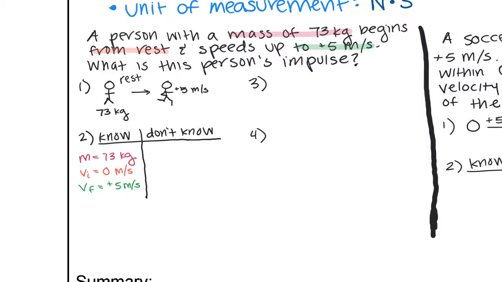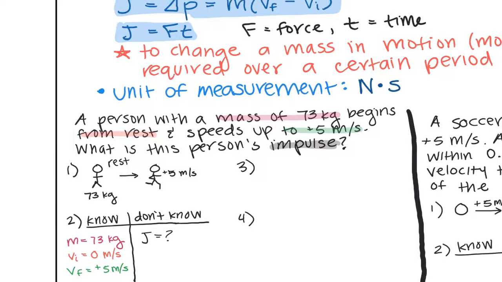Right? So again, we don't know the person's impulse. So we want to find that out. So I'm going to write J equals question mark. Right? So now we have to set up our equation. Thankfully, we have a pretty easy equation, but we have two options here.